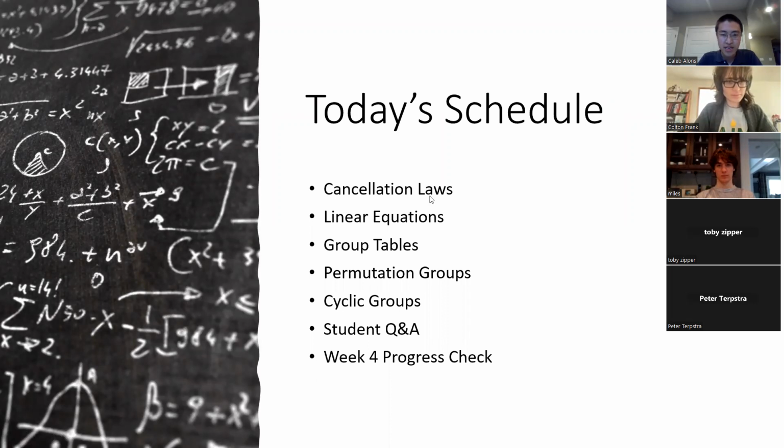Today we'll do the cancellation laws, and we'll talk about some linear equations as well. We'll look at group tables, which are pretty fun. Then we'll end with permutation groups and the cyclic groups as two specific kinds of groups that have pretty common application. We'll also go back to previous examples that we've talked about throughout the course so that you can tie together some things that you've been learning.